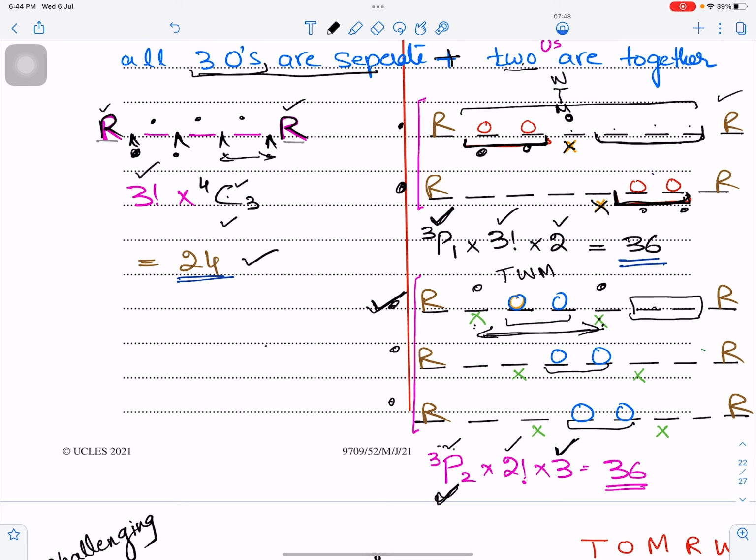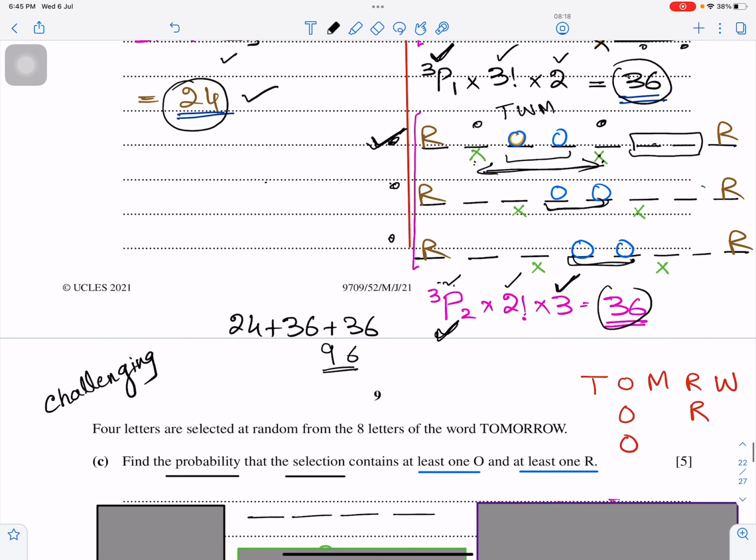Then I multiply by 3 because there are 3 such arrangements because of the position of O which is changing. So at the end I got 24, 36 and 36. I will add it up. It will be equal to what? 24 plus 36 plus 36, so it will be 96. So there are 96 arrangements possible in which 3 O's are not together, all of them.